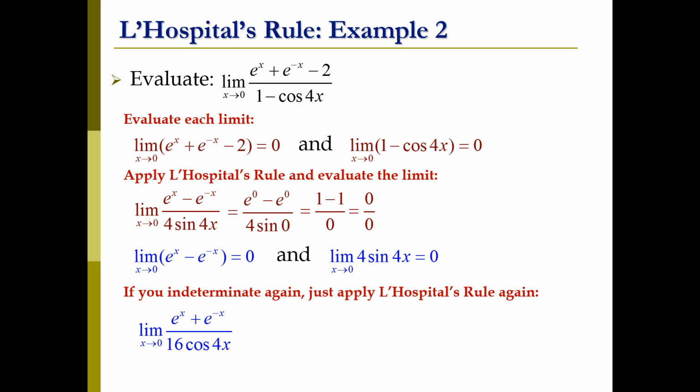If we do so, we get the limit as x approaches 0 of e to the x plus e to the negative x, all over 16 cosine of 4x. We're going to try to do direct substitution one more time, and we get e to the 0 plus e to the 0 over 16 times cosine of 0, which of course is 2 over 16, or 1/8.